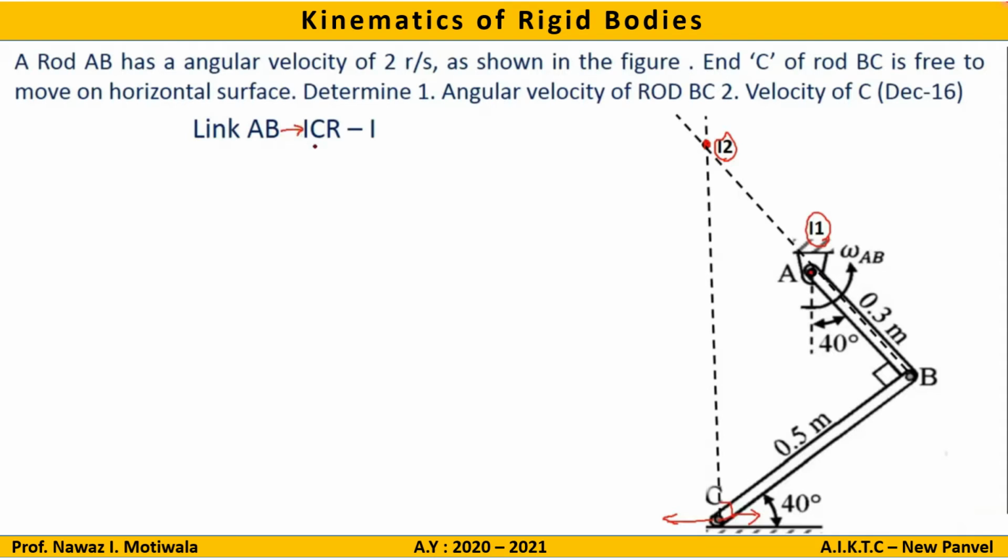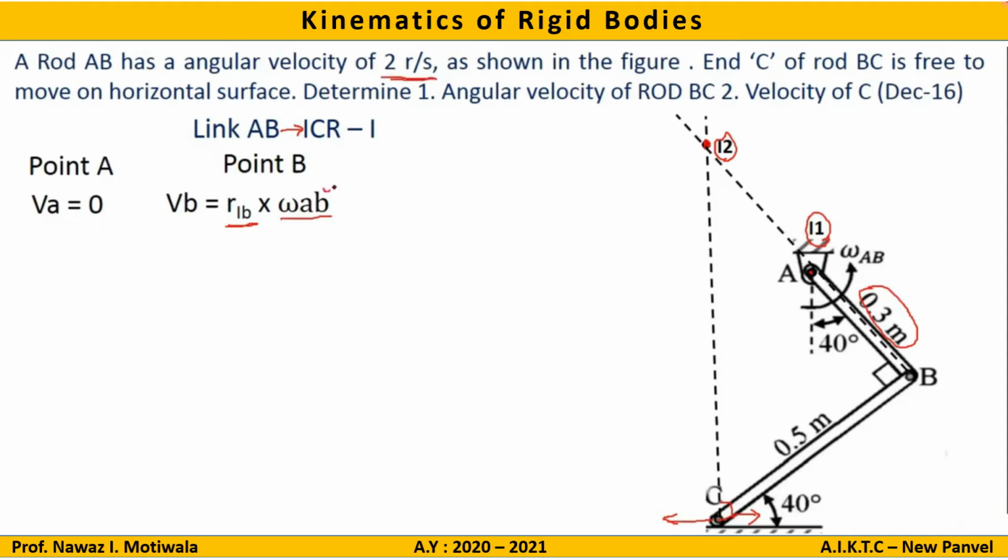Points on the link are point A and point B. For point A, I can directly write VA equal to 0 because it is a hinge point. For point B, I will write the relation VB is equal to R I1B into omega AB. Now, R I1B, the distance from I1 to B, is already given in the question as 0.3 meters. Omega AB is also given, as the rod has an angular velocity of 2 radian per second. Just substituting the values, I get VB as 0.6 meters per second.